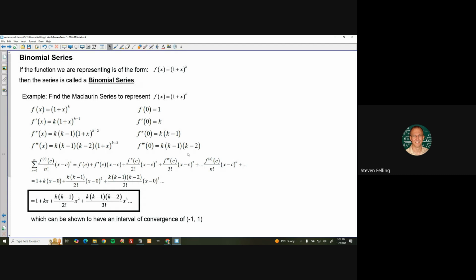This is another named series like the geometric series. We're trying to come up with a series that represents a function of this form, 1 plus x to the k power, where k is any constant. Then the series is called a binomial series, simply because this is the form for a binomial. We talked about the binomial expansion, right? If you're trying to expand a plus b to the third power, you can use the binomial theorem. So it's just named that because it's the same form.